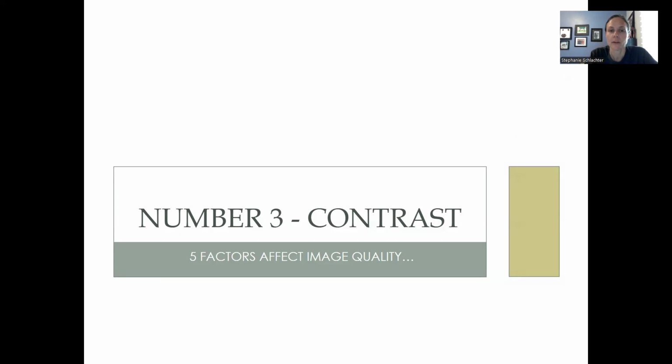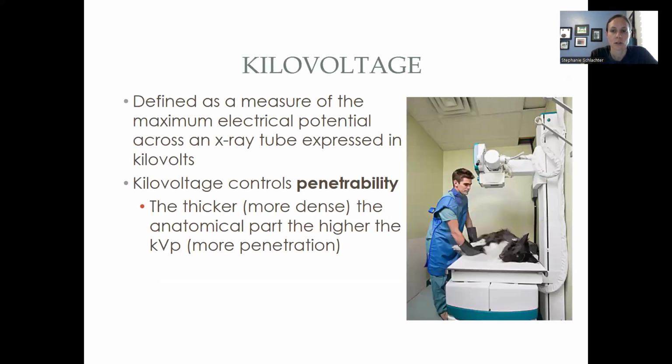Next up is contrast. So we talked briefly about KVP, or kilovoltage, being the controller of contrast. When we talk about kilovoltage, that is defined as a measure of the maximum electrical potential across an X-ray tube expressed in kilovolts. What the heck does that mean? That's how strong those electrons are getting pulled across and then pulled down as X-rays through your patient. Okay, so that strength of them.